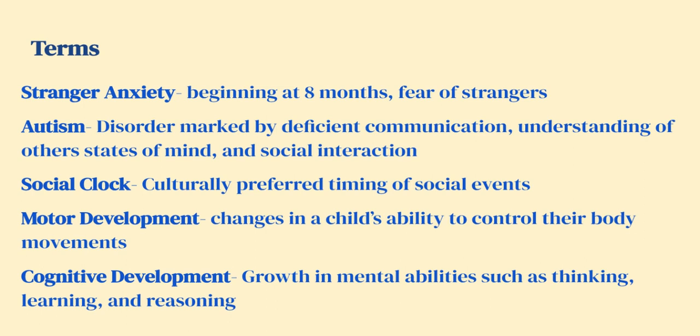And then motor development is the changes in a child's ability to control their body movements. These body movements can range from infant reflexes, such as sitting up and rolling over, all the way to learning how to run. And then cognitive development is the growth in mental abilities such as thinking, learning, and reasoning.